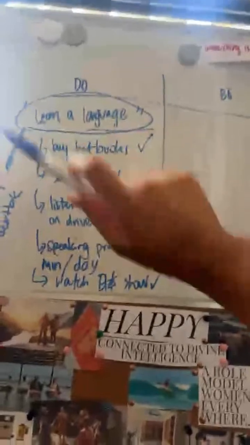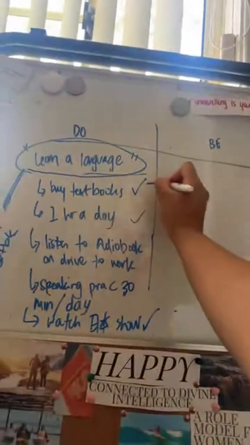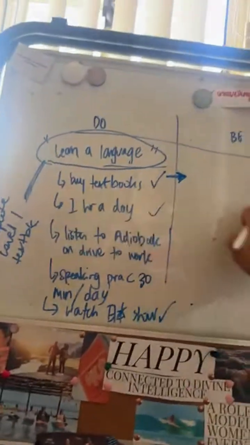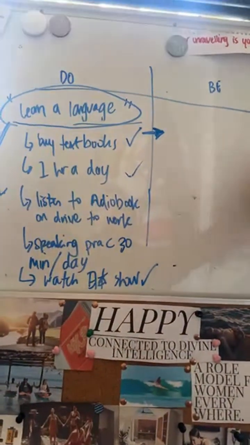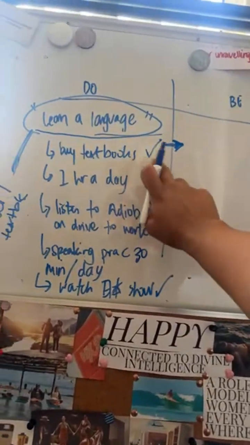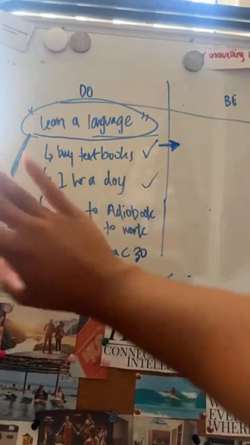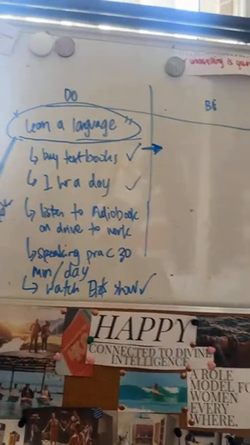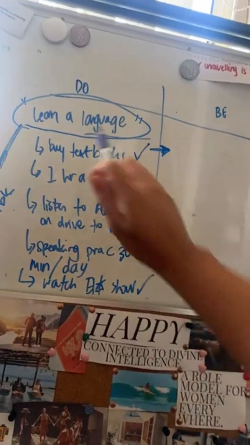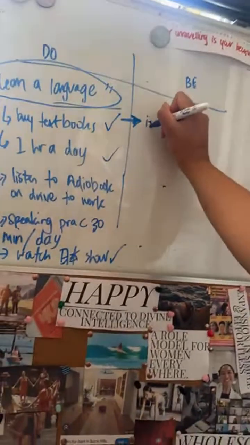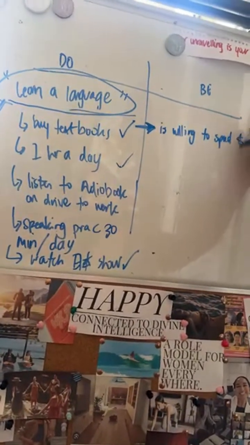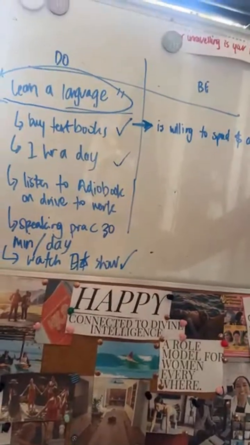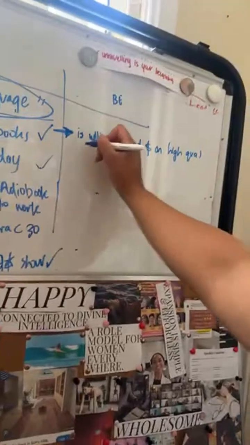So this is what you're going to do. You're going to do this when you journal if you want to access your vision board desires faster. So for every single sub action, let's take the first one, buy textbooks, we're going to write who we are going to be, the kind of person we have to become in order to be a person that actually does these things naturally. Okay, so let me show you. So a person who is buying textbooks is someone who is willing to spend money on high quality resources.